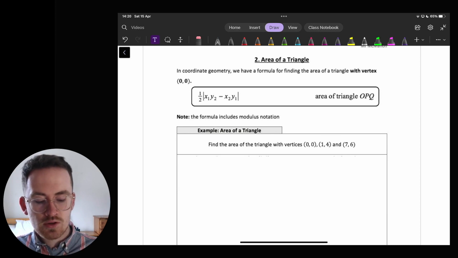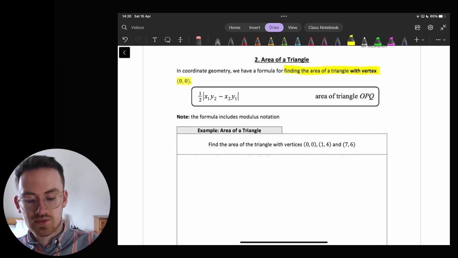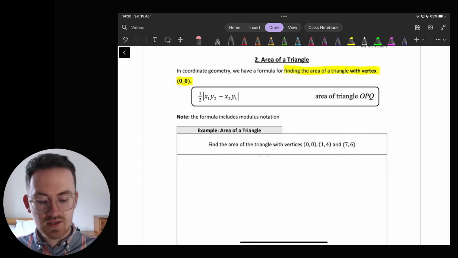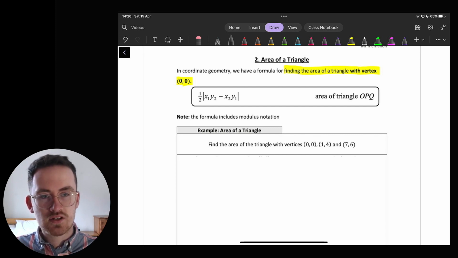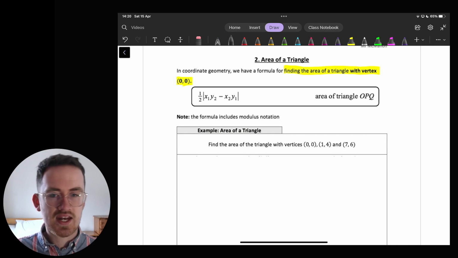And in coordinate geometry, we do have a formula, and that formula is for finding the area of a triangle which has a vertex 0, 0. So that means that the triangle has to have one of its corners at the origin. And when it does, then we can find the area of the triangle in this way. Half by the modulus or absolute value of x1, y2 minus x2, y1. And that modulus just makes sure that the area is going to be positive because we obviously can't have a negative value for area.